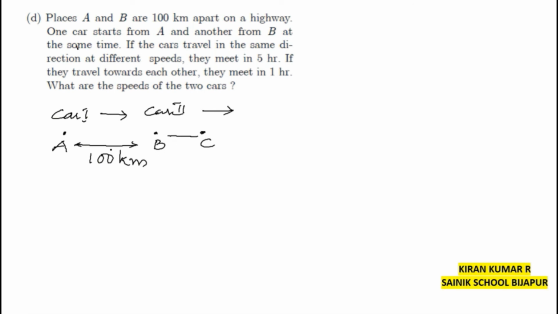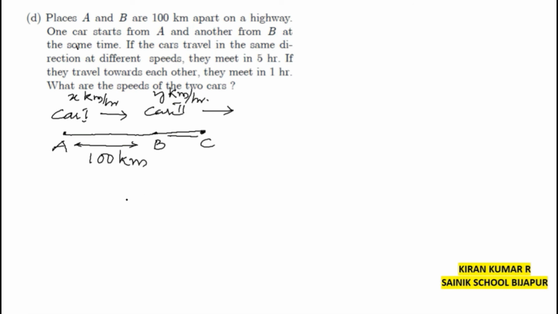Here, look at this. Let me join this with a straight line. AB is the distance between the two cars, which is 100. AC is the distance traveled by the first car in 5 hours, whereas BC is the distance traveled by car 2 in 5 hours. Let me consider the speed of the first car to be x kilometer per hour and the second car speed to be y kilometer per hour.